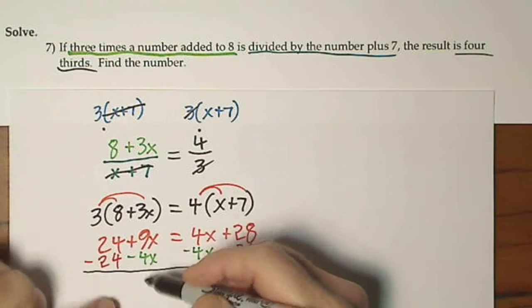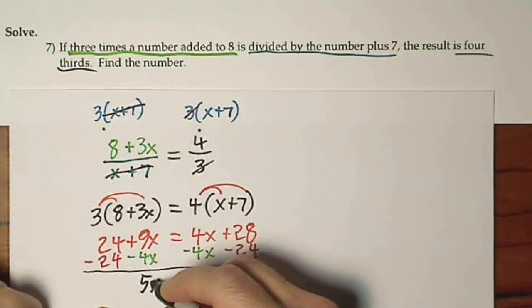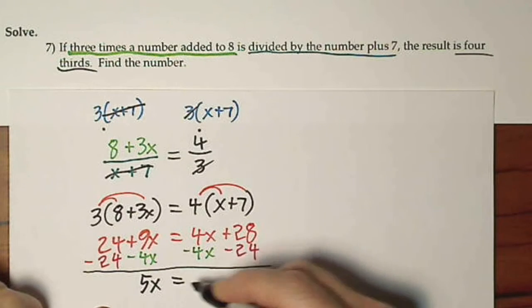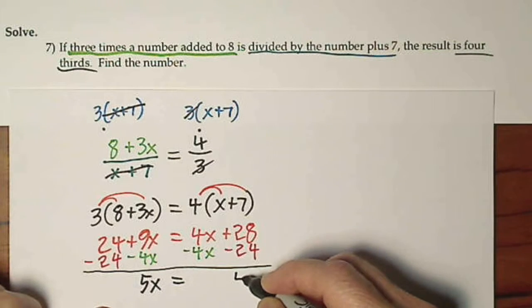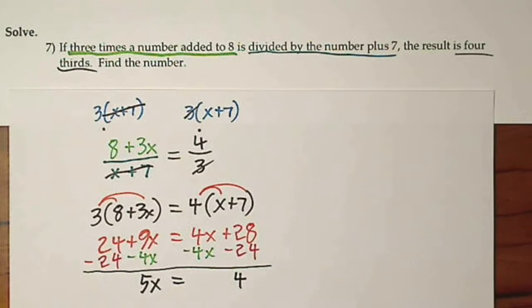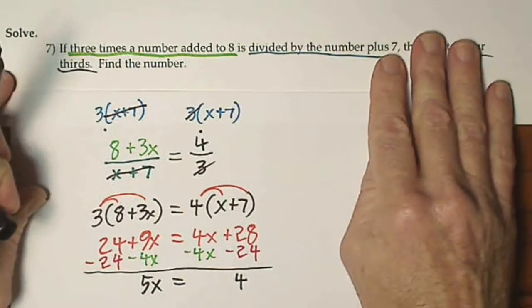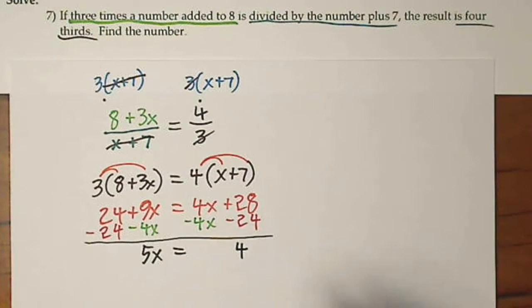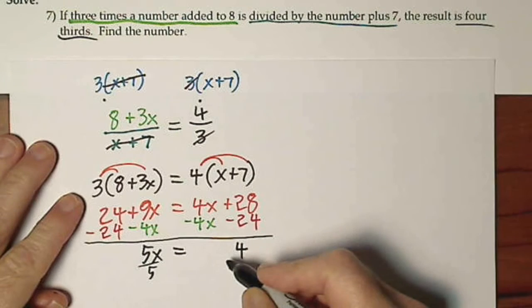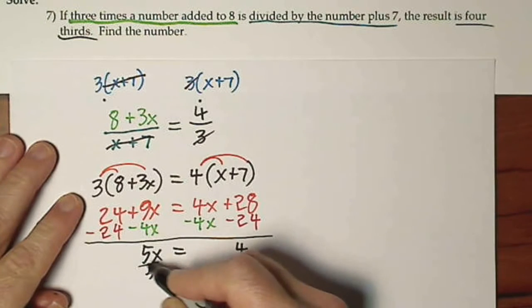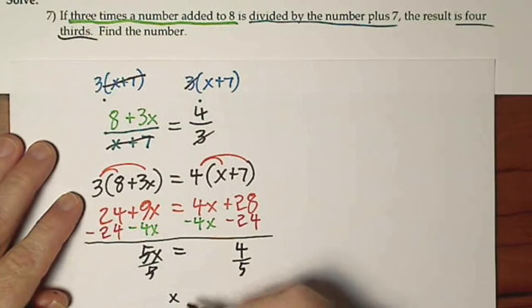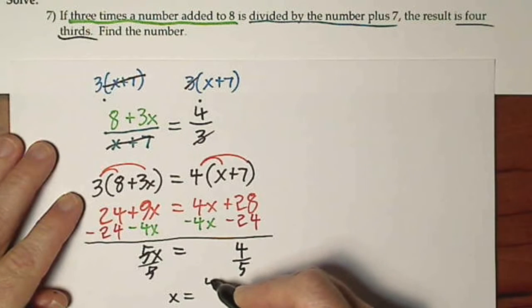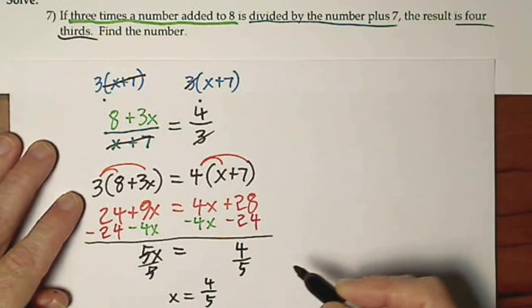That's a 0. This is 5x. That's a 0. And this is a 4. And one more step to get x by itself. Simply divide by 5. Divide by 5. And we have the value of x is 4/5.